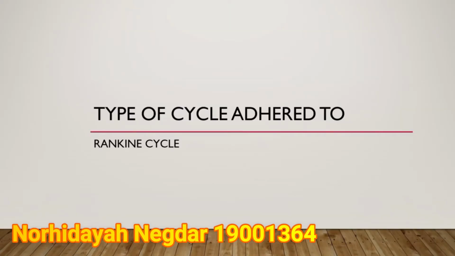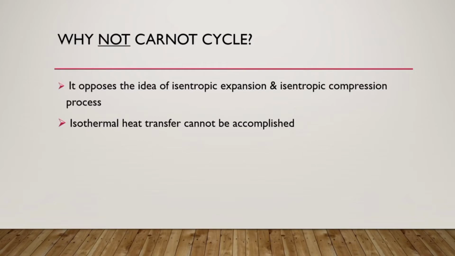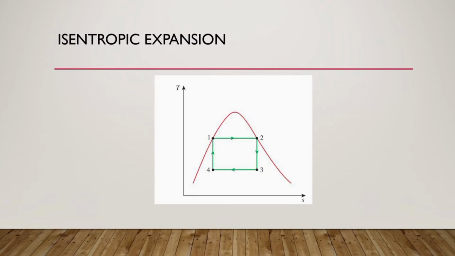Good day. I am Nur Hidayah Negdar and I am going to present about the type of cycle adhered to in this process: the Rankine cycle. So, why are we not using the Carnot cycle for this process? Based on Carnot principles, process 2 to 3 can be modeled to expand isentropically in a well-designed turbine.